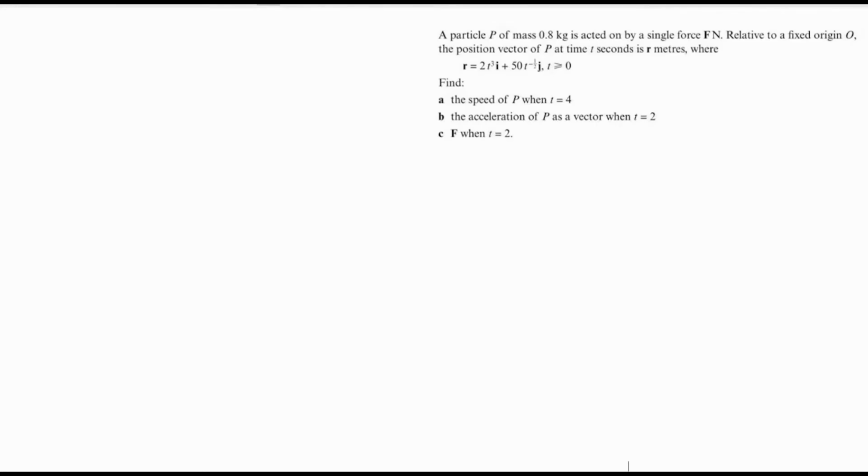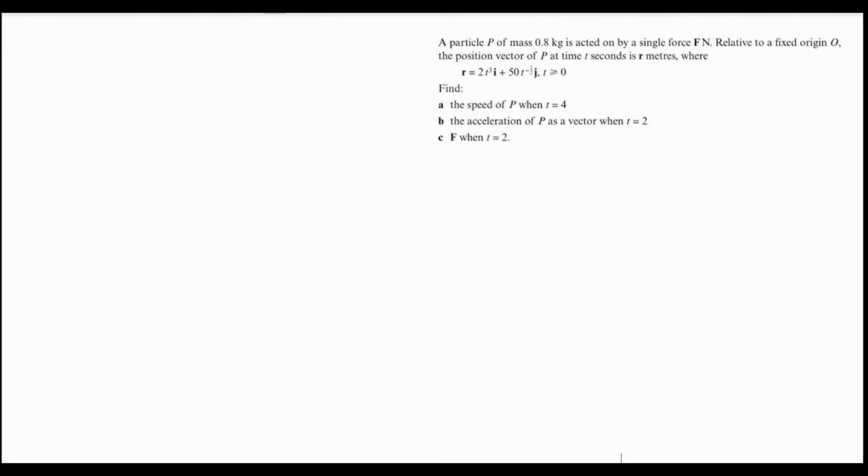A particle P of mass 0.8 kilograms is acted on by a single force F. The position vector of P at time t is r meters, and we've been given the function of r. We've been asked to find the speed of P when t equals 4. Okay, so let's just start there. The information we have is that the mass is 0.8, and we have the position vector, which I'm going to write in column vector form.